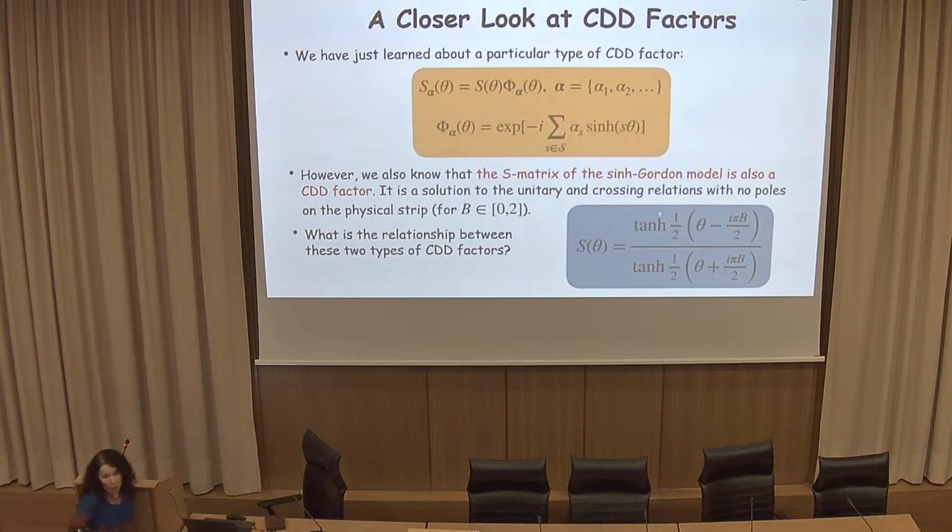I don't know if everyone here is familiar with that, but the Sinh-Gordon theory is usually described as the simplest interacting integrable quantum field theory, because it has a single particle, no bound state, yet has a non-trivial S matrix. And this capital B here is the coupling of the Sinh-Gordon theory, which can take values between 0 and 2. So this is a very well-studied model.